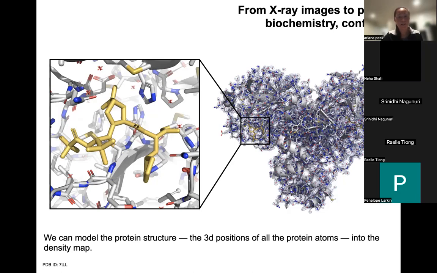In this particular case, this is a crystal structure, so an atomic model of this protease, which is bound to an inhibitor. It's actually the inhibitor that's in the drug Paxlovid. And so the inhibitor is shown in yellow here, and we can see how all of the protein atoms, which are shown in the gray and the other colors down here, are interacting with this particular drug.